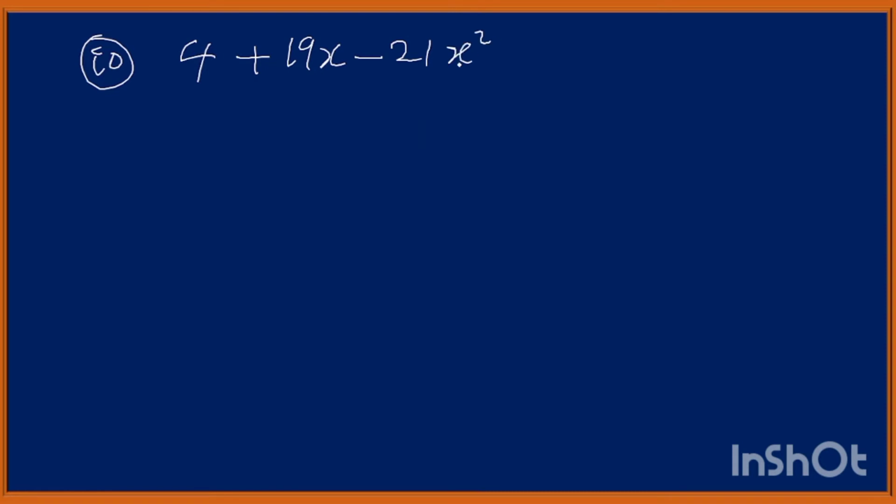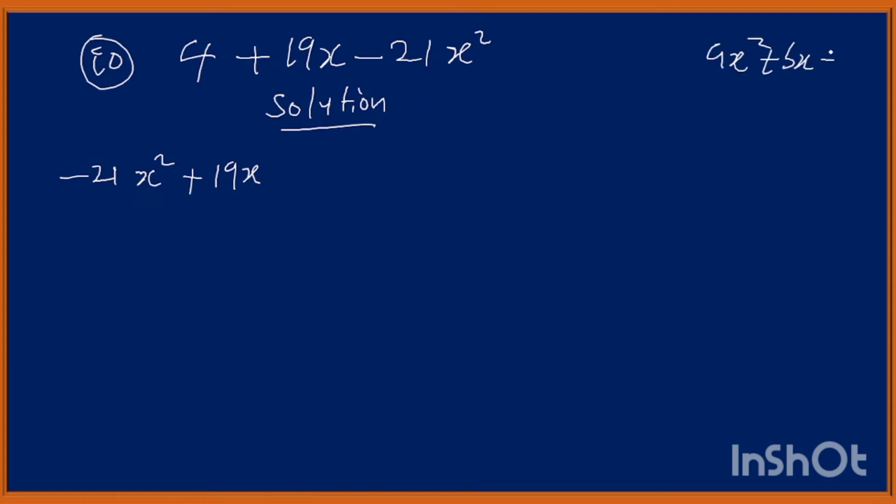So that equation is in the reverse form. So we have to change it. We have to reverse it. So the x squared needs to be first. So we have minus 21x squared. So this will now be plus 19x. I'm just reversing this equation so that it will look like ax squared plus bx plus c. So this is minus 21x squared plus 19x plus 4.